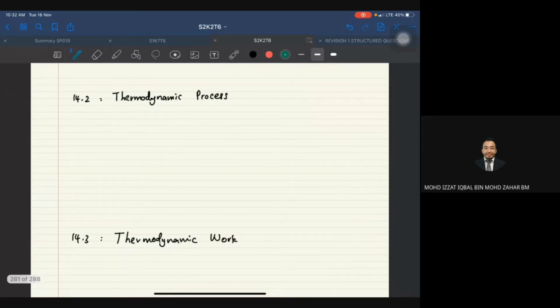Sebenarnya, chapter ni ada 3 subtopic. 14.1, which is about the ideal gas equation yang tadi kita discuss. And then 14.2 and 14.3. 14.2 and 3 ni is about thermodynamic process. And kita ada 4 benda yang kita kena tahu for thermodynamic process. We have isothermal. Okay. We have apa lagi? Isobaric. Okay. Now we have isoporic.